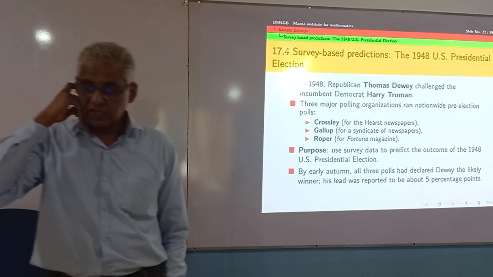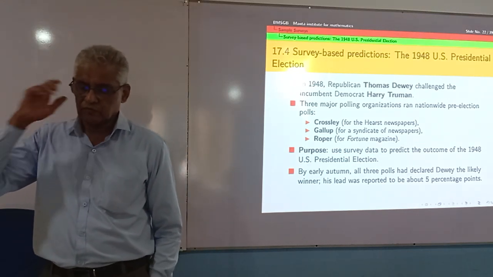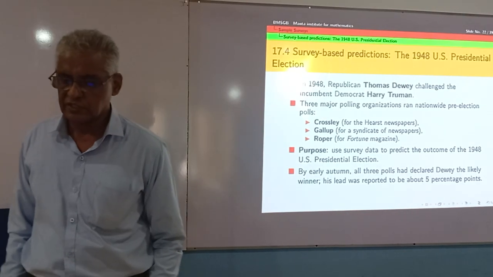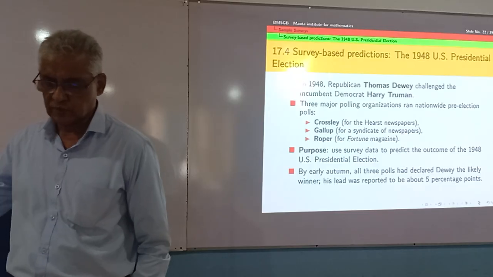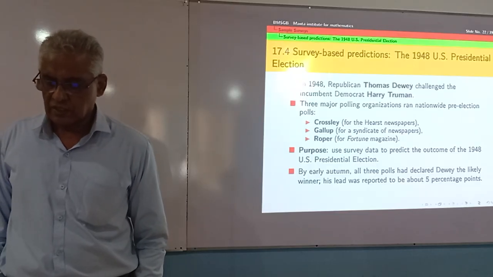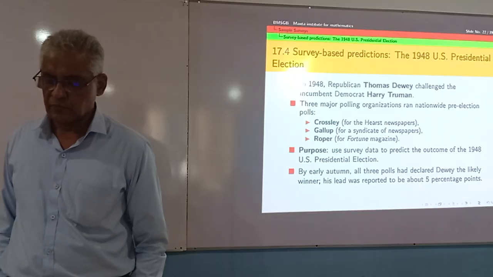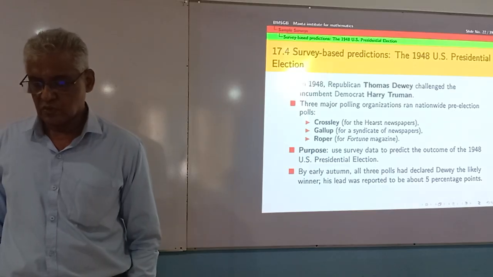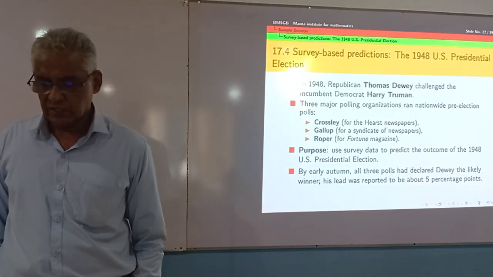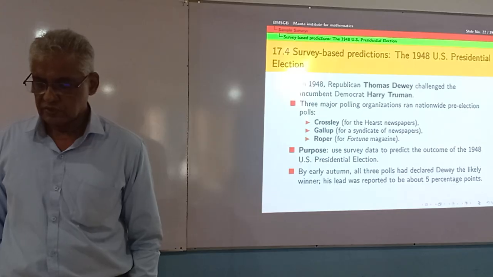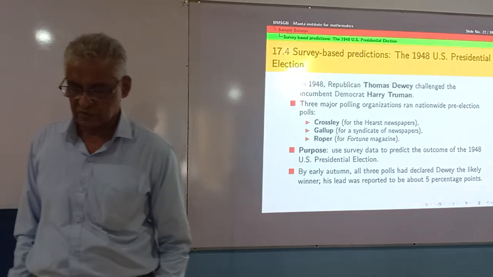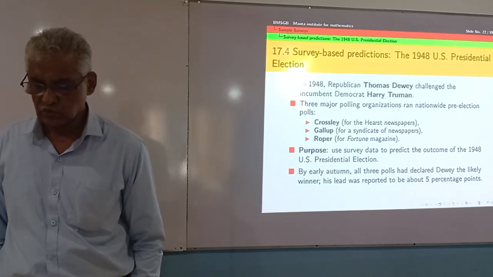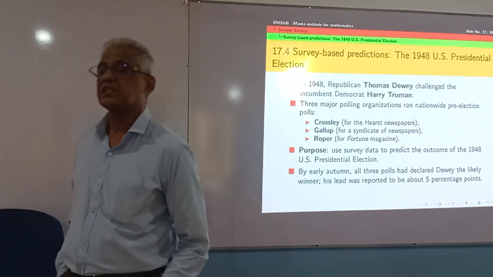And then there is another survey for another election. A Republican person called Thomas Dewey challenged the incumbent Democrat Harry Truman. So Harry Truman was already there. In this case also, three major polling organizations ran nationwide pre-election polls. One was Crossley, the other one was again Gallup, and there's one called Roper. All these newspapers or magazines had these polls. The purpose was to predict the winner.